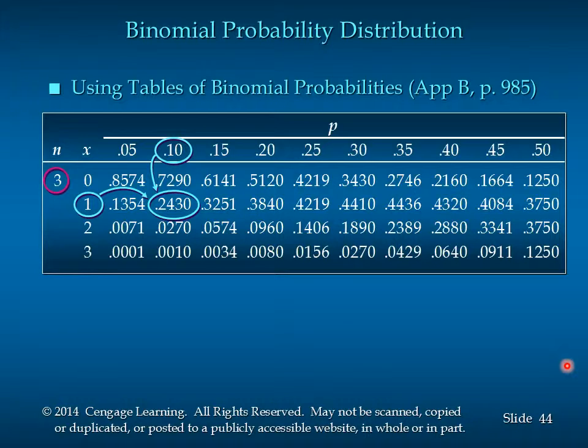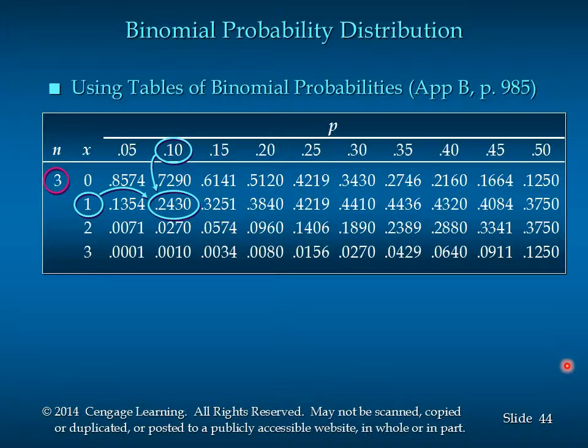So it would have been on page 988, at p 0.10. It's way in the upper left-hand corner. You'll see the p-value, and then the probability of a success is 0.10.